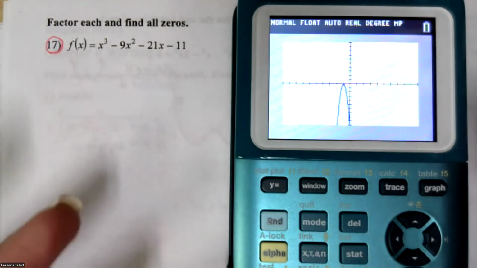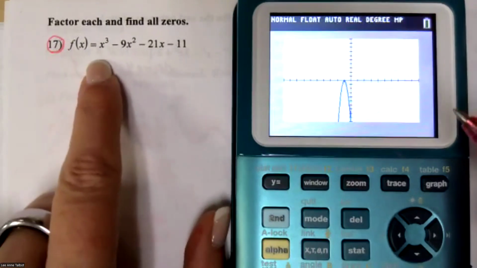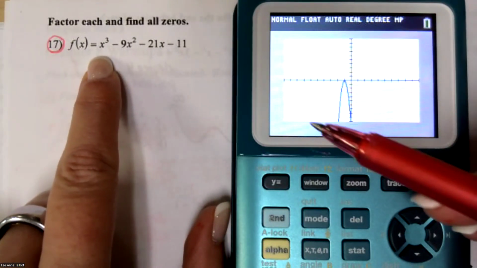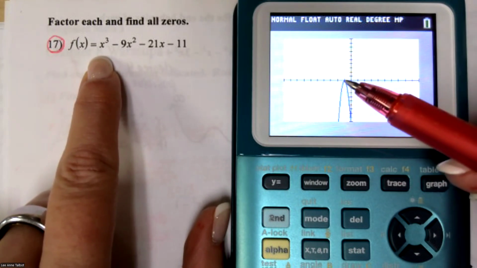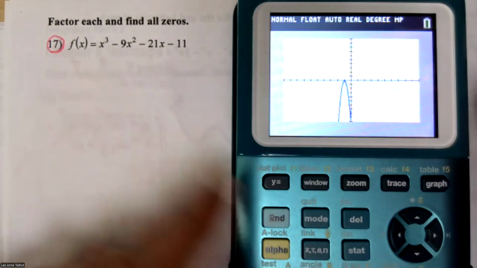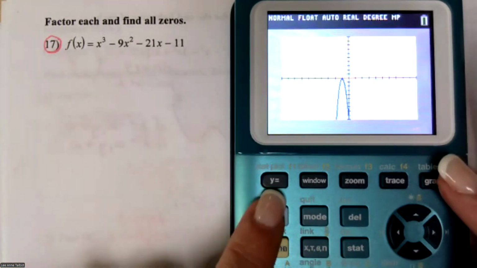I can tell that this is not the whole graph. I have a cubic with a positive in the front, so there should be more to it. But I can tell I have a root right here. Can you guys tell that it's a double? Okay, and go to the table. So go second graph.